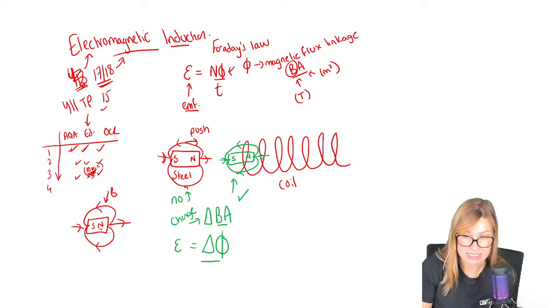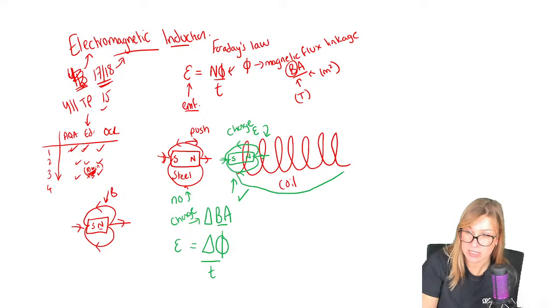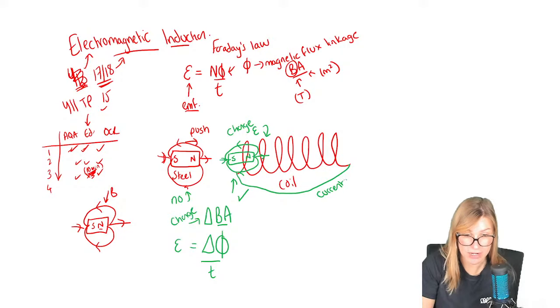Let's say our time is 1 second. Anytime we've got a change in the number of field lines cut in a specific area, we always get an EMF induced. So I'm going to get an EMF induced in my wire. And if that wire is part of a complete circuit, so let's say we close the gap, then I'm going to get current to flow from my wire. It's called the generator effect.